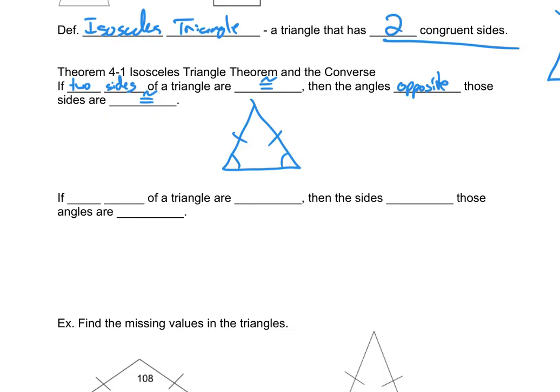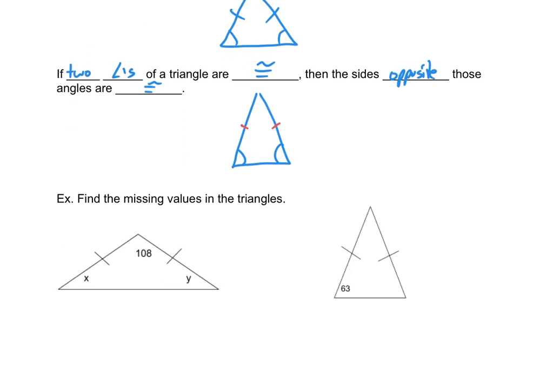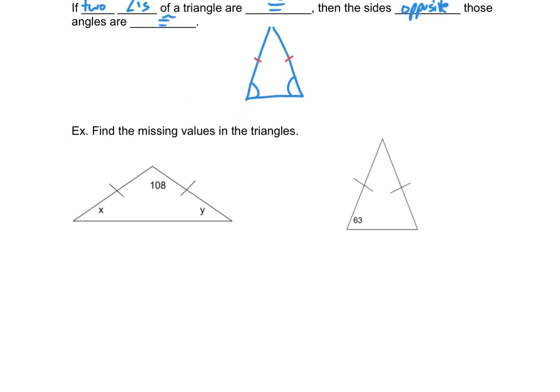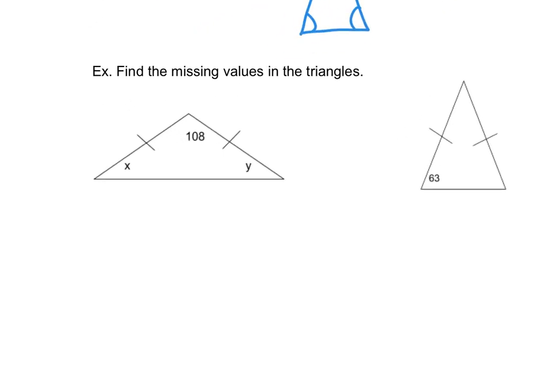And the converse. So that was the initial, now we're doing the converse. If two angles of a triangle are congruent, then the sides opposite those angles are congruent. So if the two sides are congruent, then the base angles are congruent. If the base angles are congruent, then the two sides are congruent. Those are both true statements. So what we are allowed to do now is to find missing values in these types of triangles.